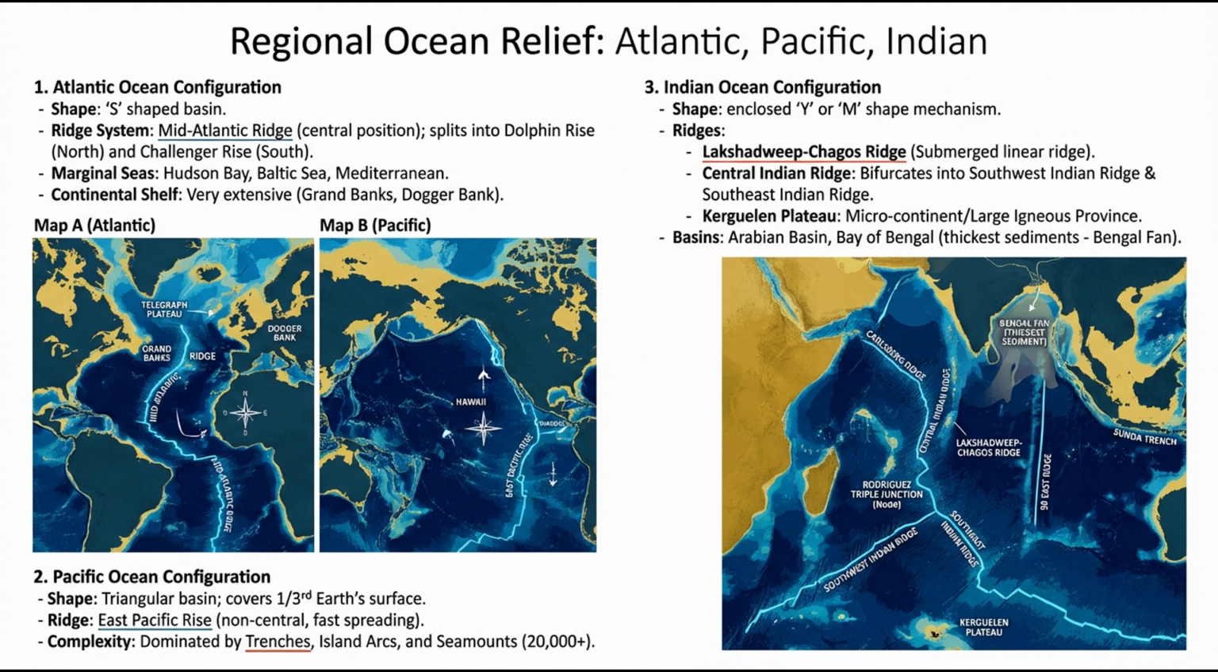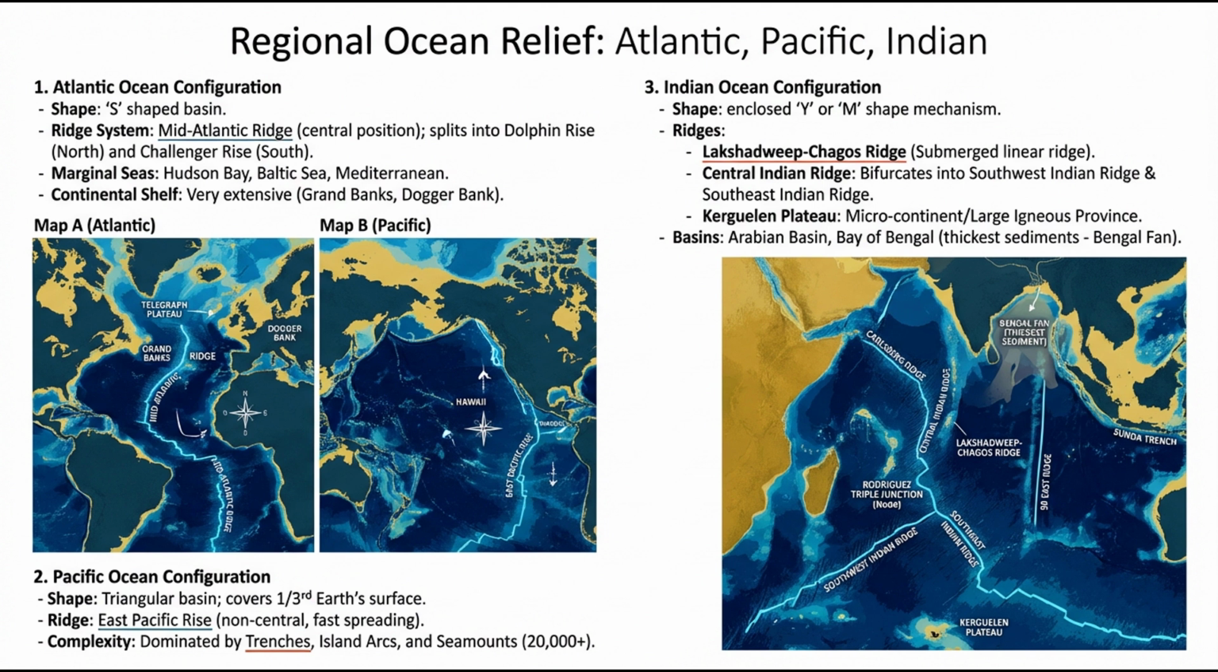Finally, the Indian Ocean. It has a unique Y shape, or inverted Y shape configuration. The Central Indian Ridge comes down from the north and bifurcates, or splits, near the Rodriguez Triple Junction into the Southwest Indian Ridge and Southeast Indian Ridge. A very special feature here is the submerged ridges, like the Lakshadweep-Chagos Ridge. This is a linear trace of a hotspot, the Reunion hotspot, that India passed over as it moved north.